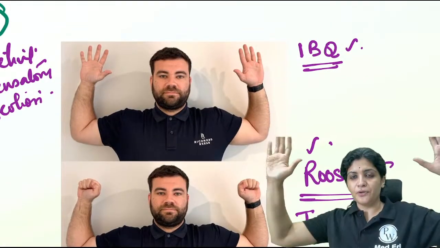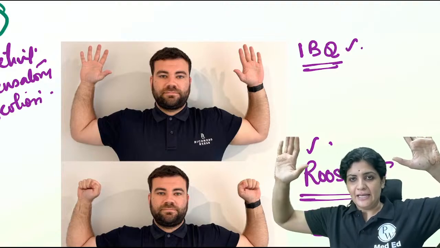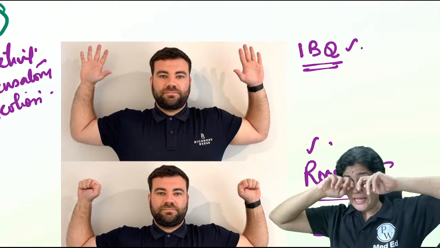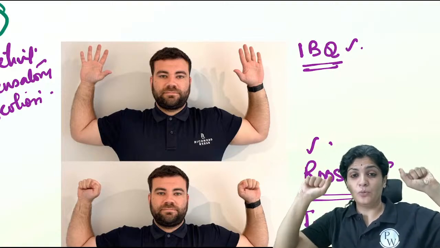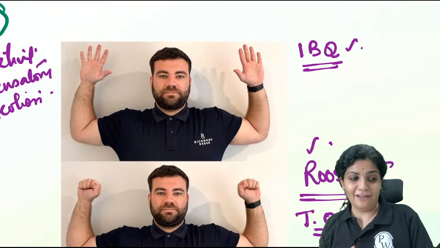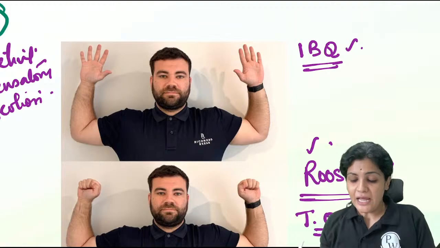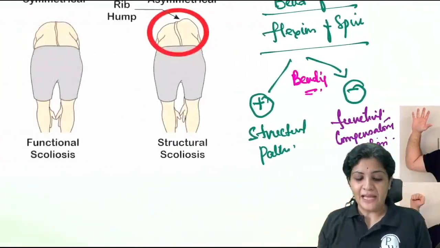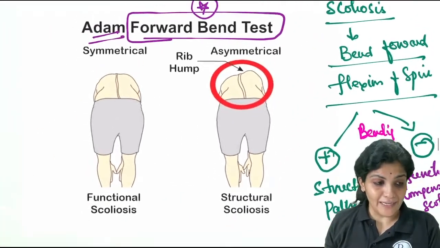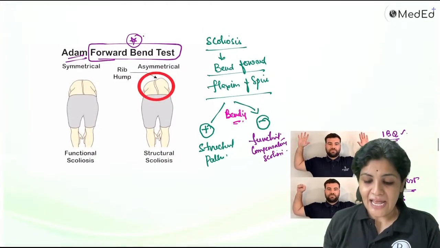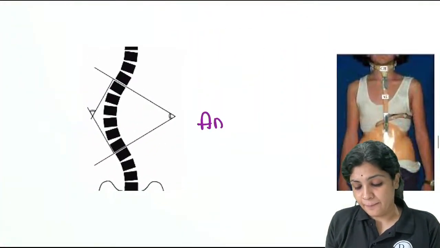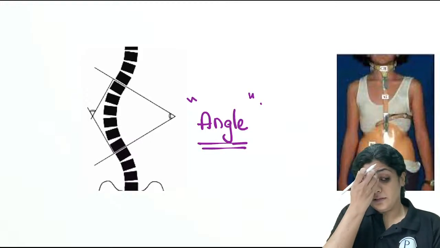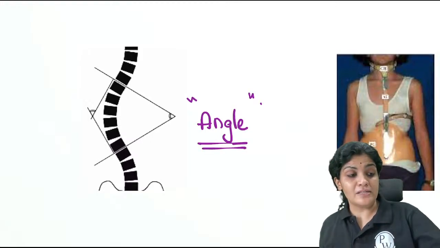In Roos test, you put your hand like this, with 90 degrees of flexion of the elbow and the shoulder, and then you constantly do this maneuver, where again you will feel diminished pulses on the affected side. So this is also a test for thoracic outlet syndrome, and this is your Adam forward bending test. And what is this angle? This is the angle for scoliosis. So what is that angle called?